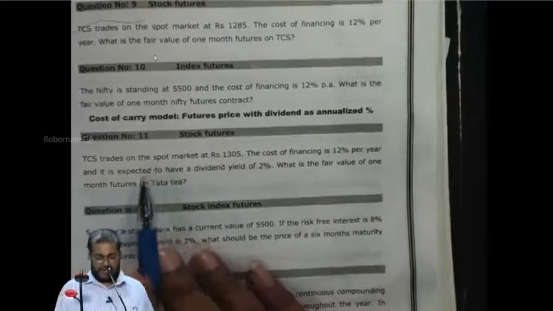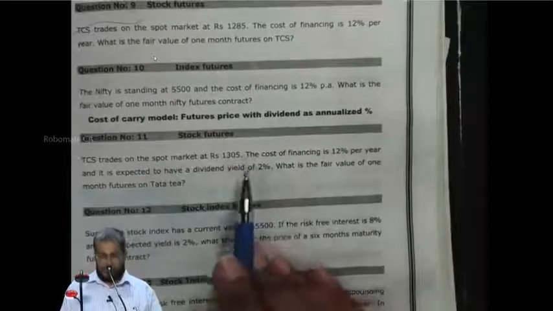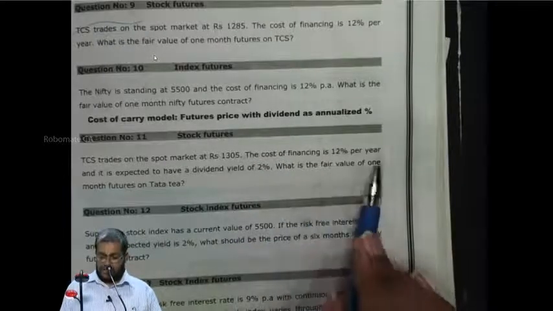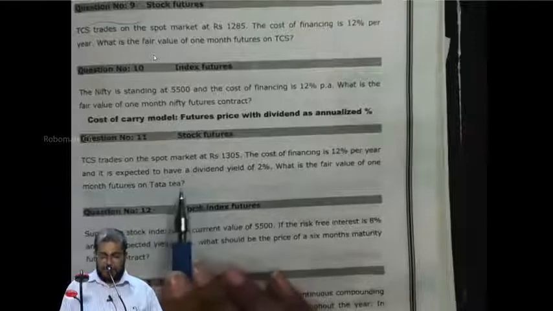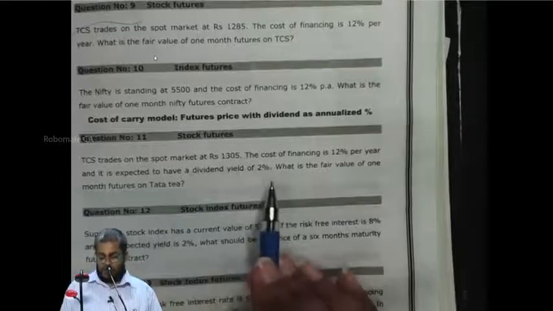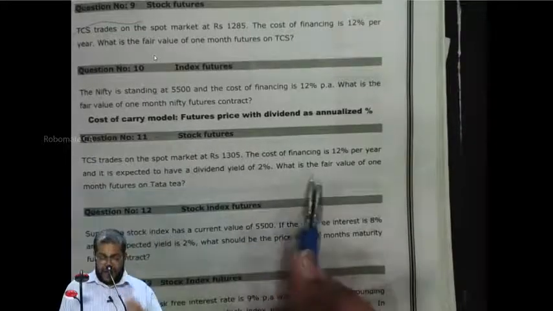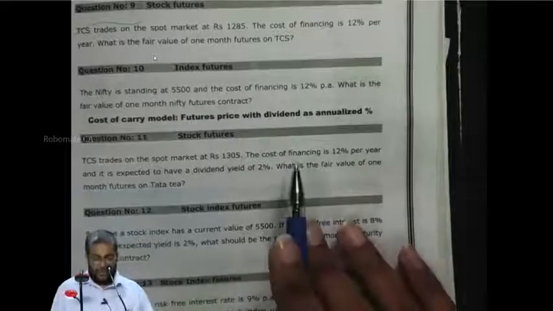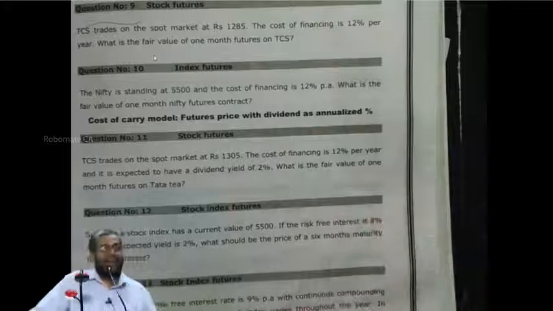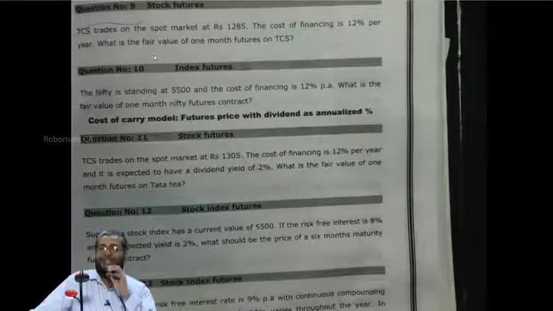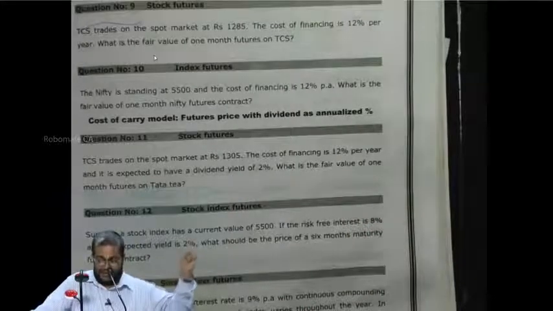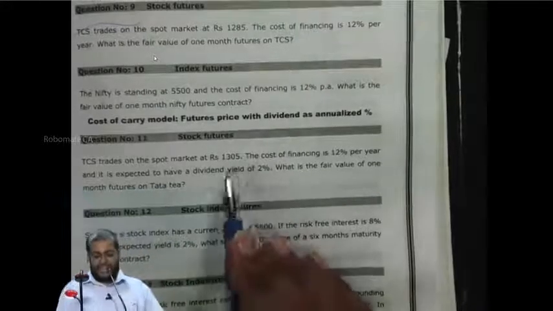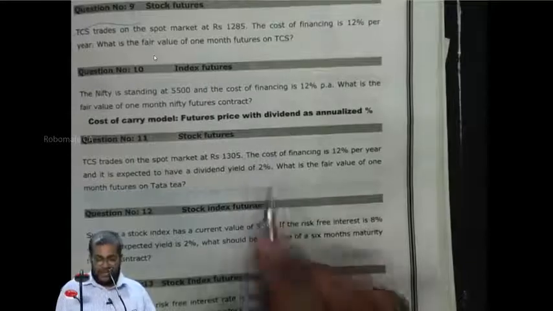Take question number 11. TCS trades on the spot market at 1,305. Cost of financing is 12% per year. It is expected to have a dividend yield of 2%. What is the fair value of 1 month's futures on Tata Tea? Suppose Tata Tea is a company name. Can I proceed? First, suppose a person buys a Tata Tea share for 1,305.